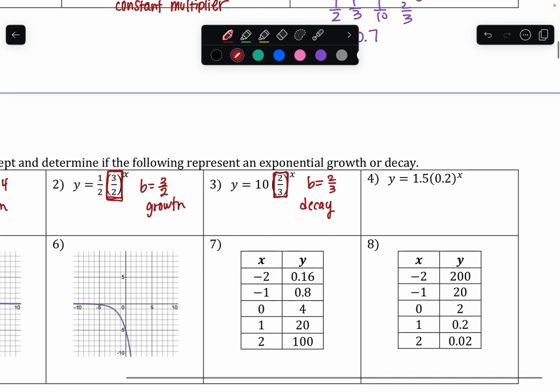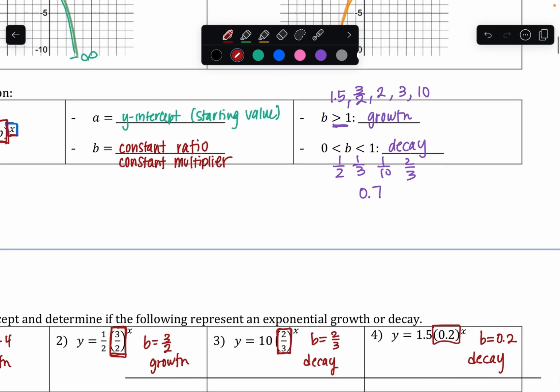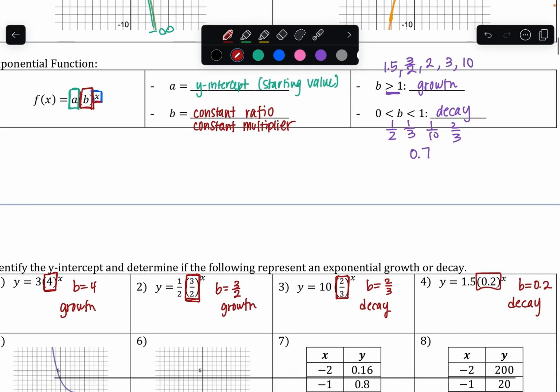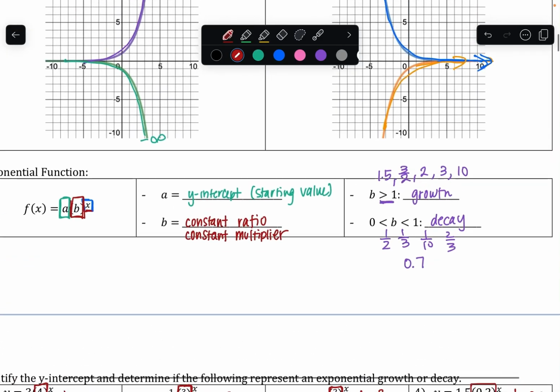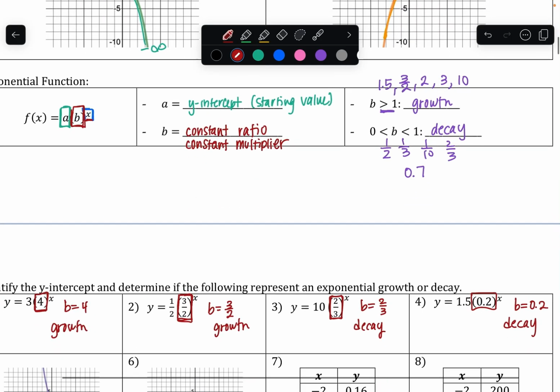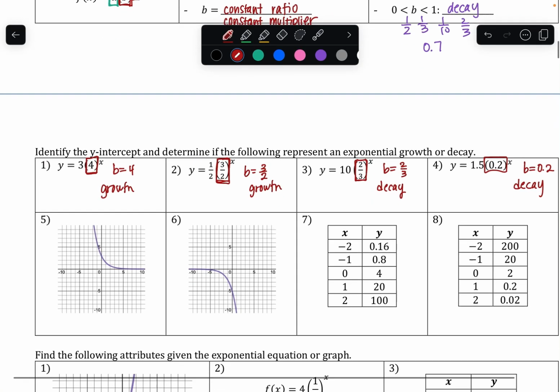In this next example, b is 0.2, and so that's also going to decay. Anything smaller than 1 decays, and you're never going to have a negative value. I didn't mention that: b has to be positive. We don't multiply by negatives constantly for exponential functions. In that case, it would be oscillating from positive to negative, positive to negative. So b will always be positive for these examples.